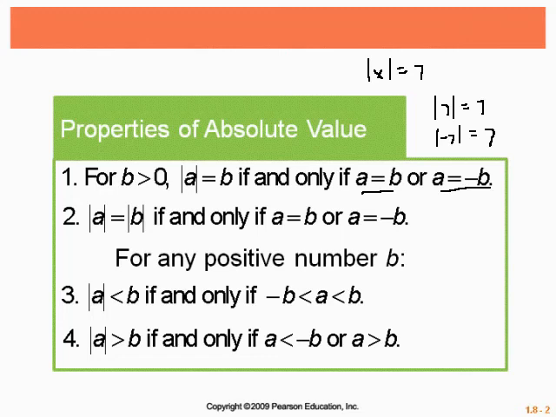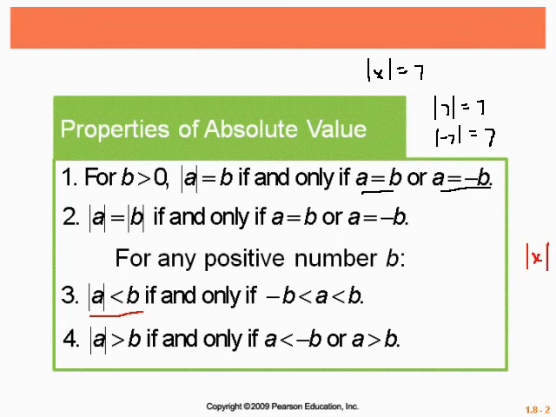And we also did the double absolute value. Now what we haven't done is what's called the inequalities here. So we're going to look at properties 3 and 4 in this video. Now notice, if the absolute value of some number, or whatever's in the absolute value, is less than b, then to solve for this, let's think about this for a second.